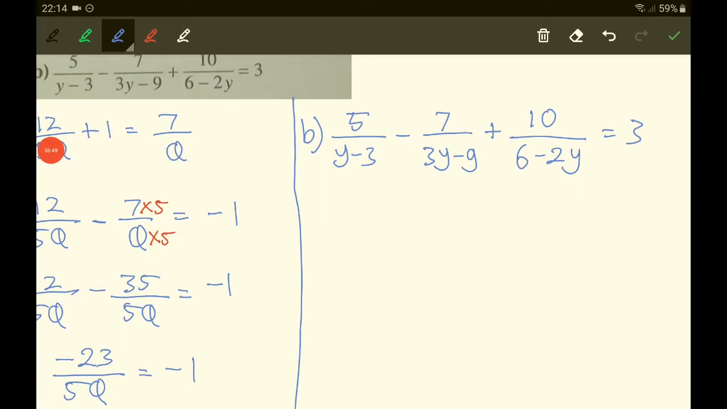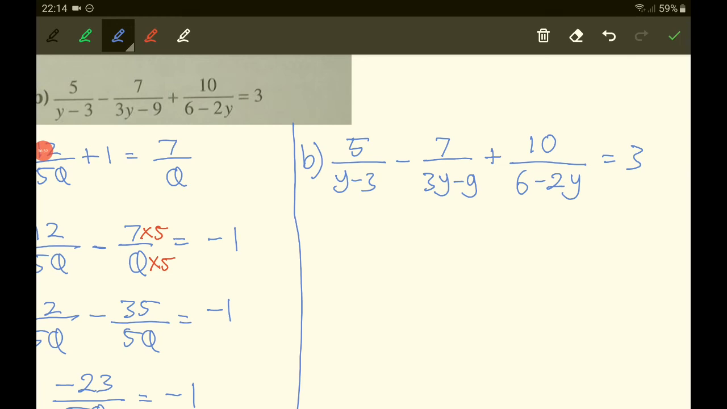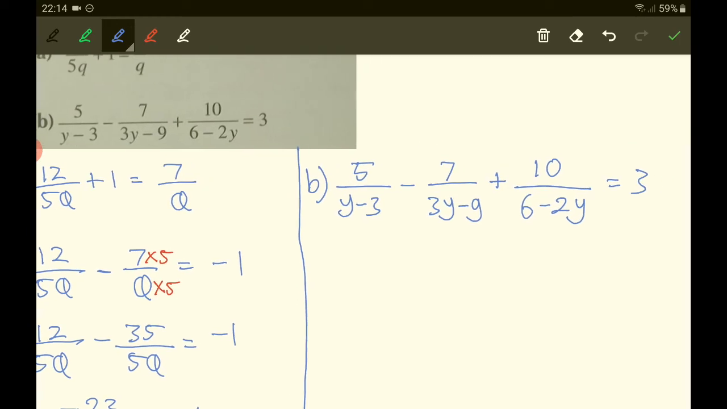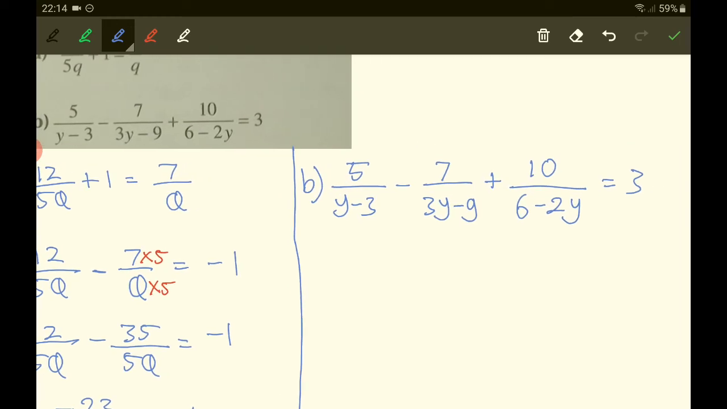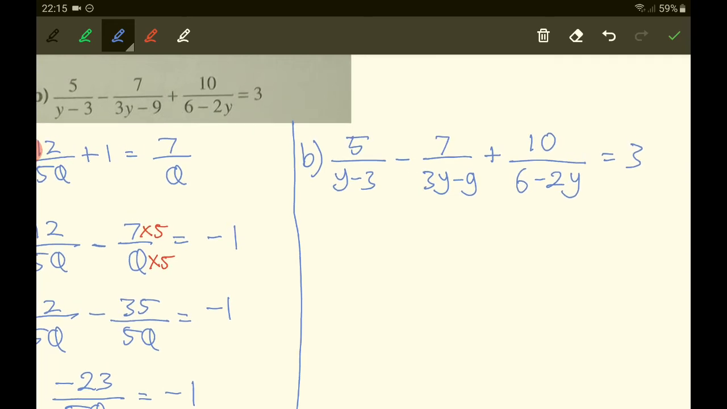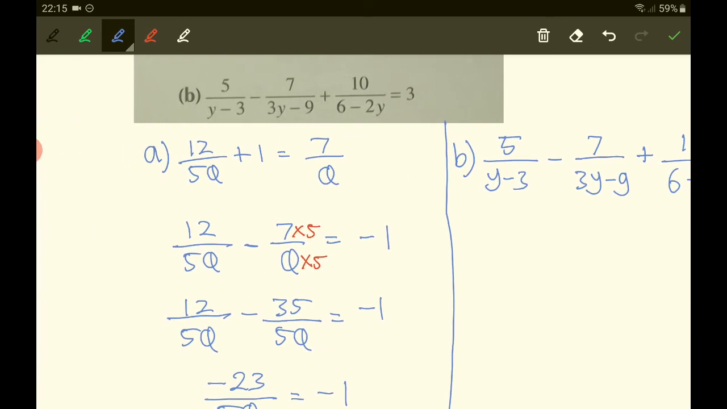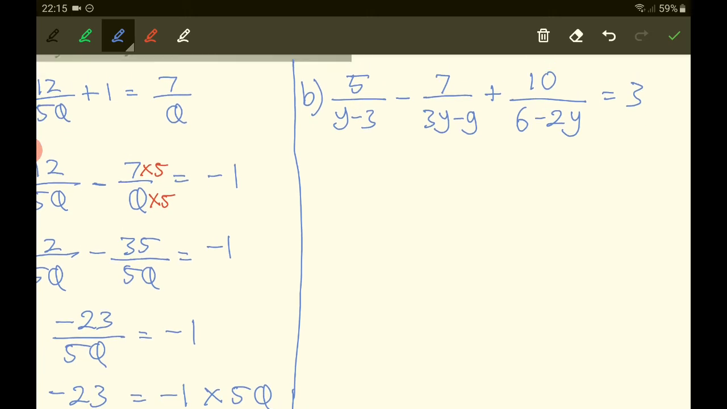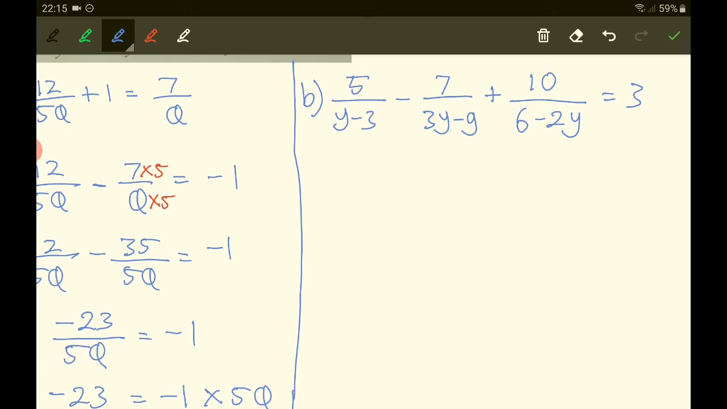Now we deal with the b part. I already rewrote part b on the white paper. I just want to find the value of y in this question. For the first step, I want to factorize 3y minus 9. So I want to rewrite it, and factorize anything that can be factorized.